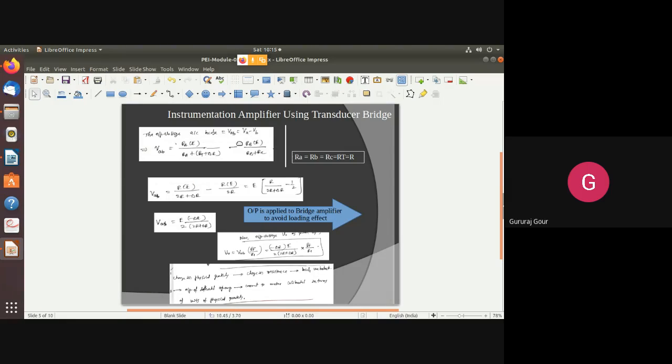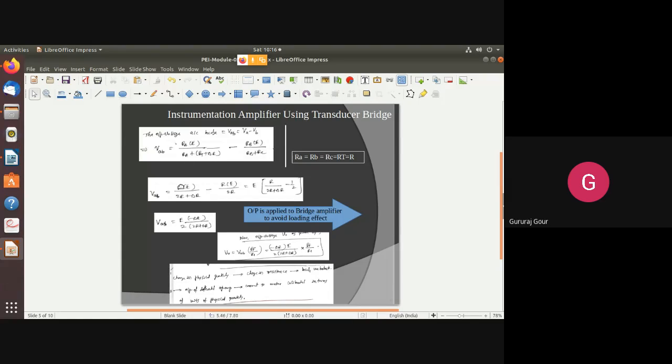We have to take the difference between VA and VB now. Subject to the condition, suppose we apply this condition where RA, RB, RC and RT are kept equivalent to R. So what will happen? If we apply these conditions in this equation, with RA and RT equal to R, we will get 2R plus delta R as it is.